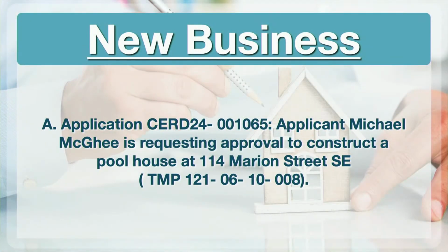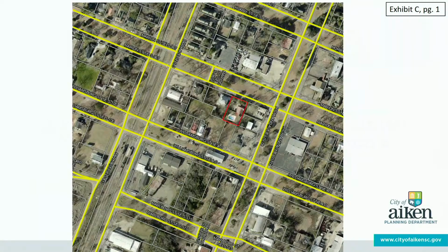Rebecca, would you please introduce application A? Item A under new business, application number CERD24-001065. Applicant Michael McGhee is requesting approval to construct a pool house at 114 Marion Street Southeast, tax map parcel 121-06-10-008. The proposed pool house will have hardy board siding and a red standing seam metal roof that will match the roof on the existing primary residence.